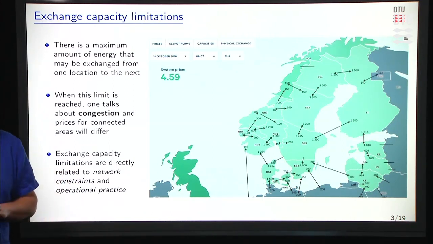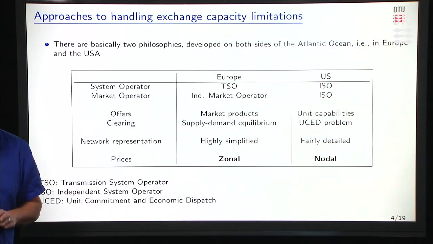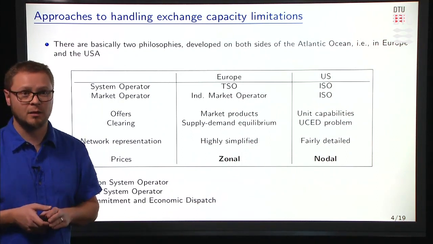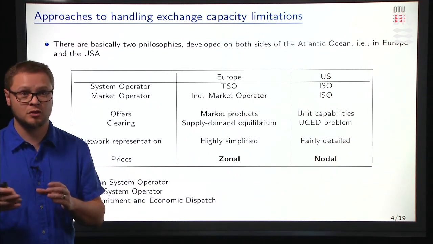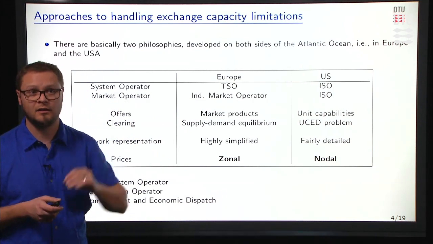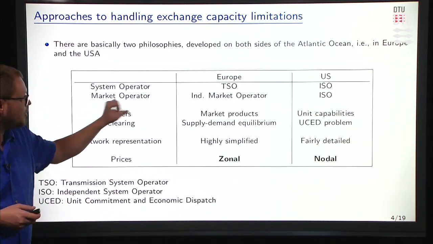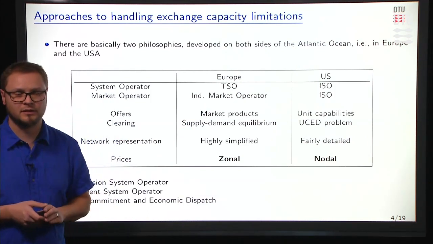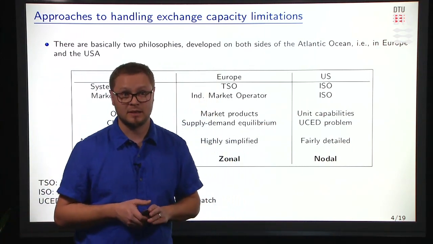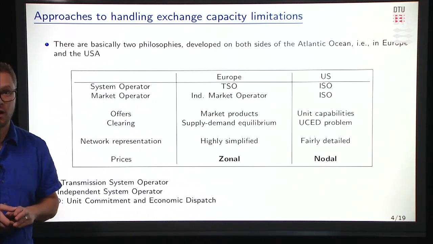These exchange capacities are related to the network constraints and operational practice, which is now what we want to integrate also in our market clearing. There are different approaches to handle these exchange capacity limitations, and often we say fundamentally the difference is like the European view and the Northern American view. In Europe, we have a system operator, which we call the transmission system operator, taking care of the higher voltage level for the power system related to the wholesale market we care about. And we have a market operator which is independent. We mentioned Nord Pool, for instance, for Scandinavia. In the US, this role might be covered by the same agent, the independent system operator, which may be taking care both of system operation and also market operation.